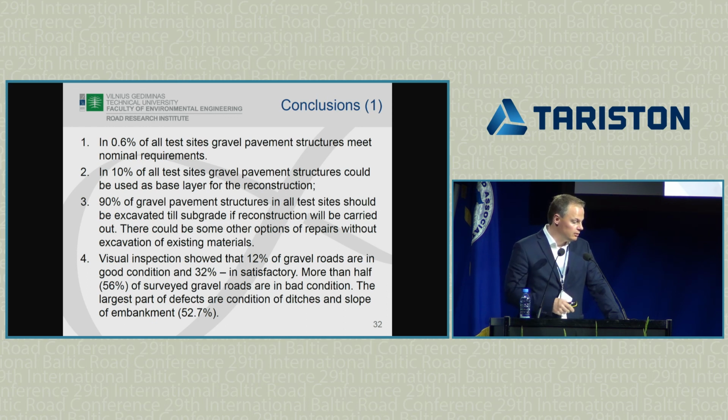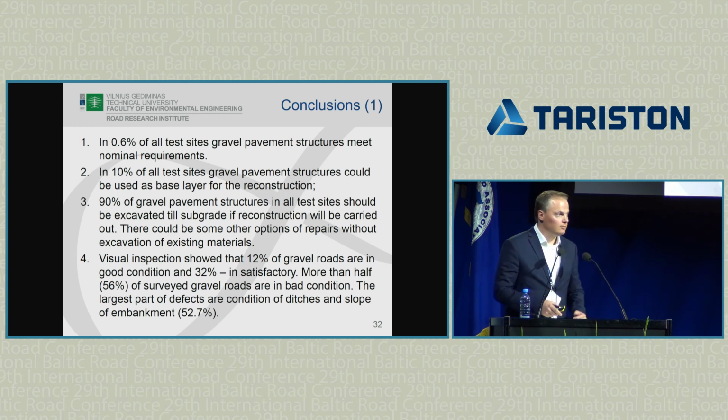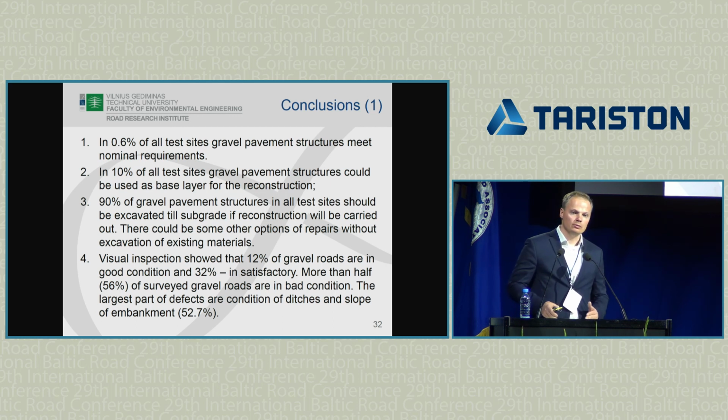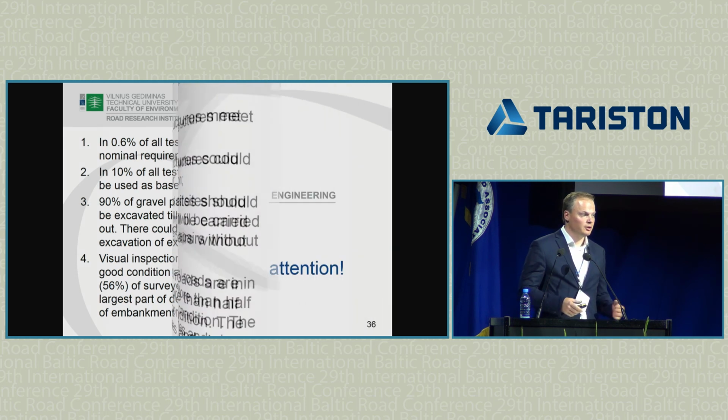And one conclusion about visual inspection, that 12% of gravel roads are in good condition and 32% in satisfactory. And more than half of surveyed gravel roads are in bad condition. So it also was presented in the map of Lithuania that more than 50% of the roads are in bad condition. So it should be the signal for the government, for the road administration decision makers, that we have to be faster and more precise. So thank you very much. And if you have any questions.